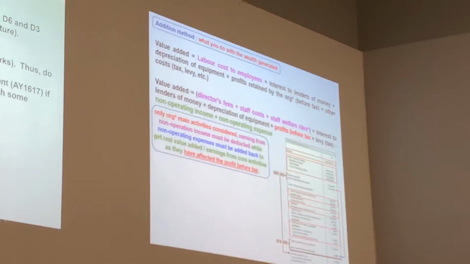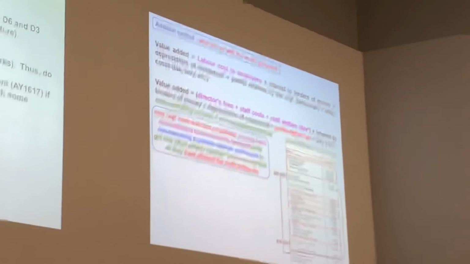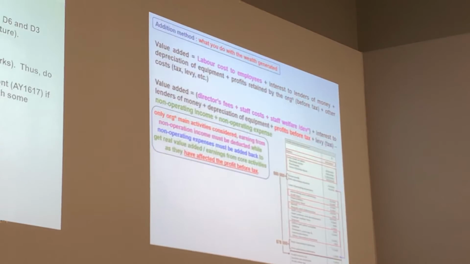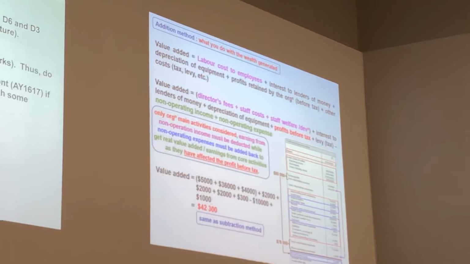Alright, non-operating expenses are making my profit before tax look actually worse than it's supposed to be, am I right? Because it's an expense, so I must add it back in. Get it? I shouldn't be taking into consideration non-operating expenses, am I right? It has nothing to do with my main activities, but it's making my P&L look bad because it's an expense, so I must add it back in. Alright? So you add it back in and you get $42,300 and there you go.